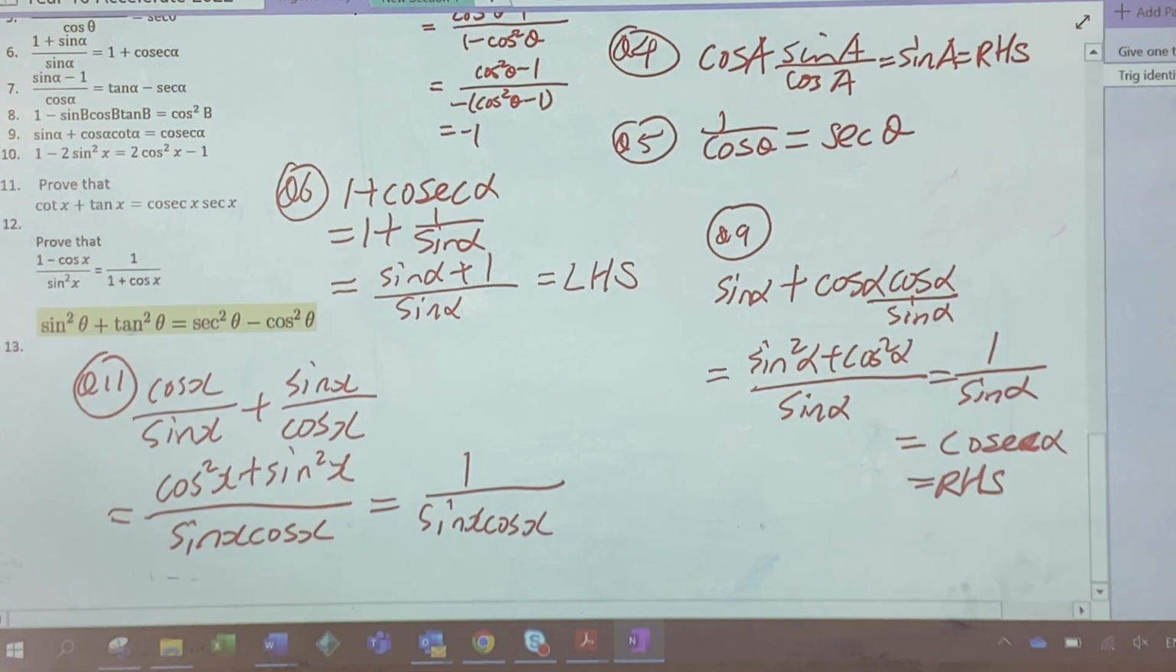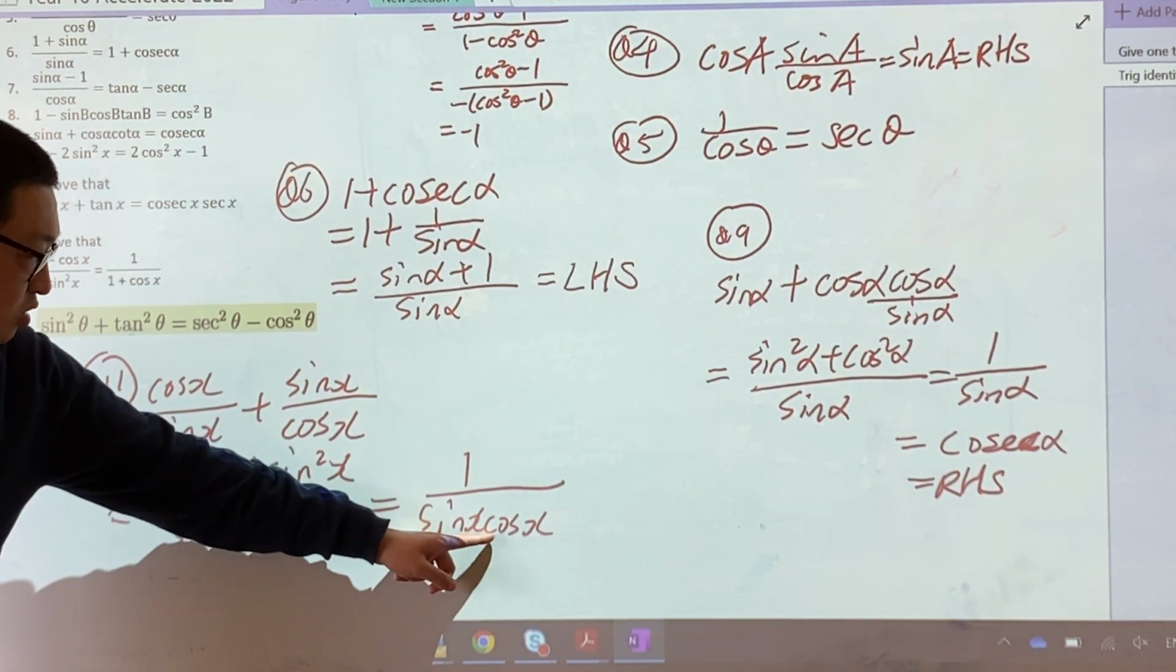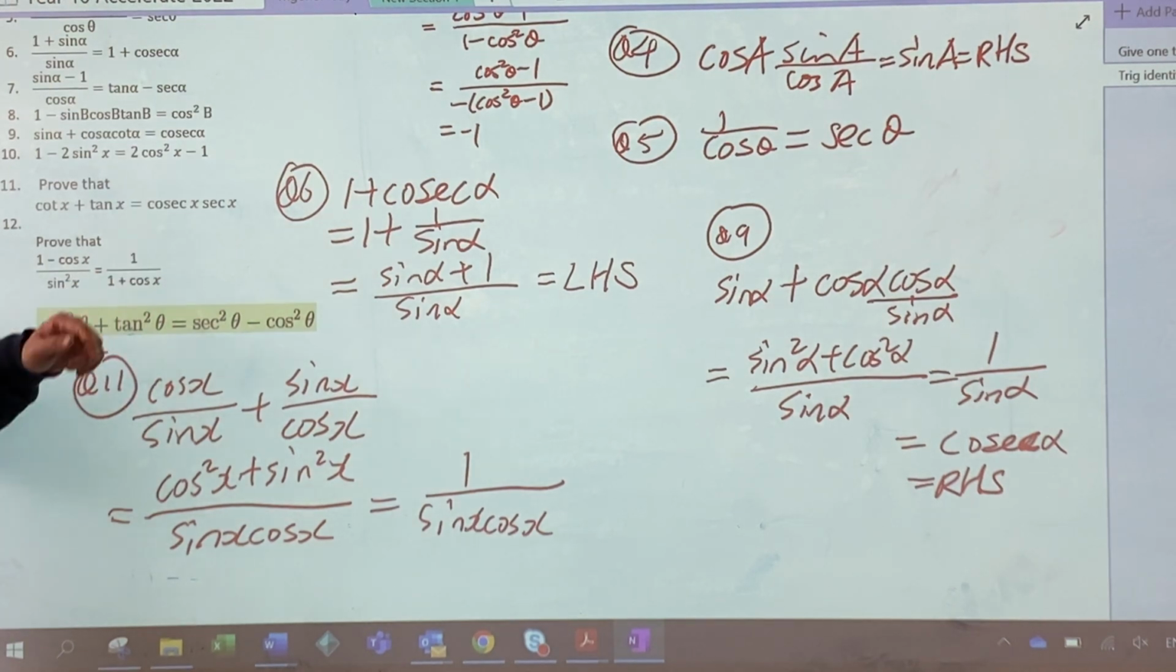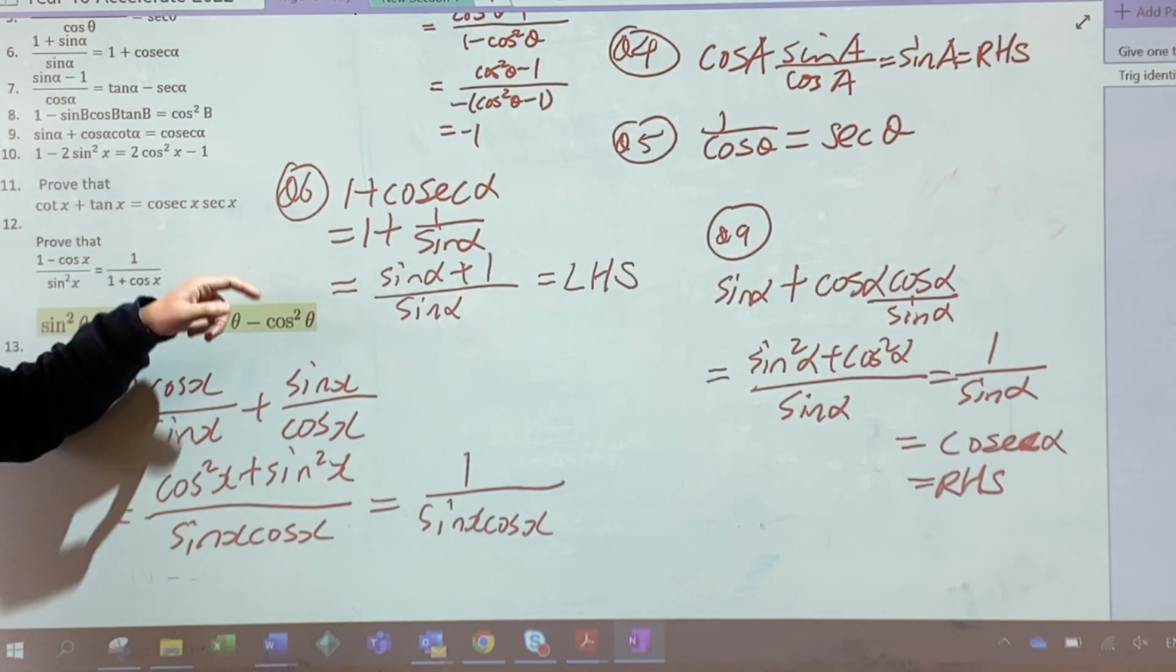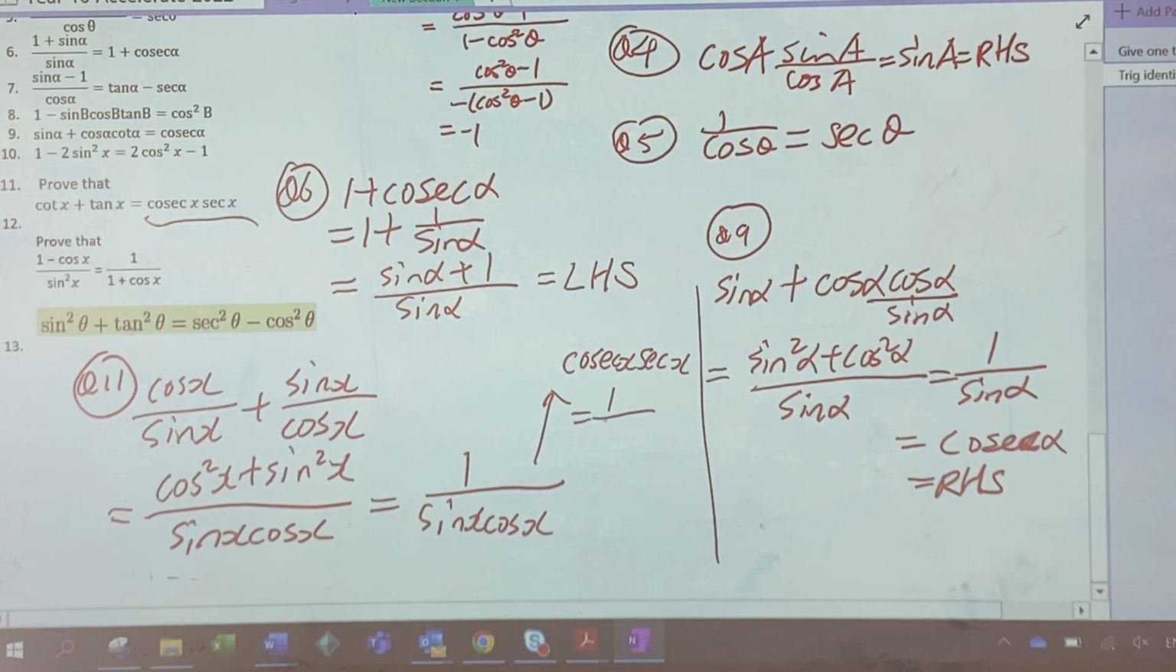Now, this question is a little bit harder than the ones we did just now. Look here. For this one, I cannot simplify anymore. I get 1 over sine x cos x. I say, oh, that's not the right hand side yet. But have a look. What is the right hand side? Right hand side is cosec and sec, which is pretty much the same thing. Right hand side in this question is cosec x and sec x, which is actually 1 over sine x times 1 over cos x. That's the definition of those reciprocal functions. Therefore, it is 1 over sine x cos x.